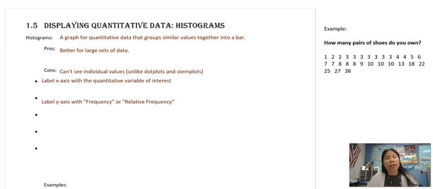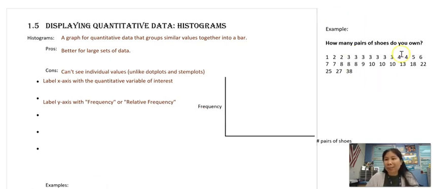Like our bar chart, you're going to label the x-axis with your quantitative variable of interest, and on the y-axis it's either frequency or relative frequency, depending on which one is asked for. We'll use this example data over here, how many pairs of shoes do you own, to make a histogram.